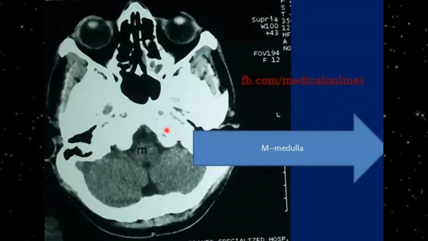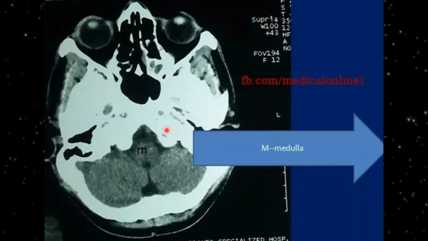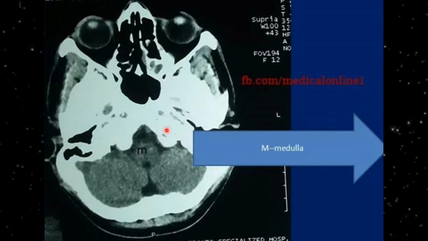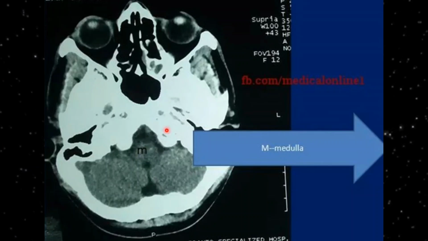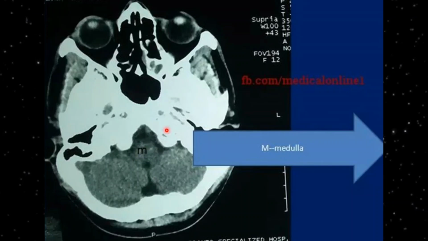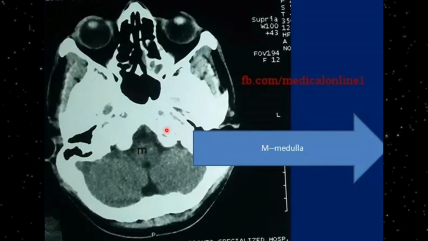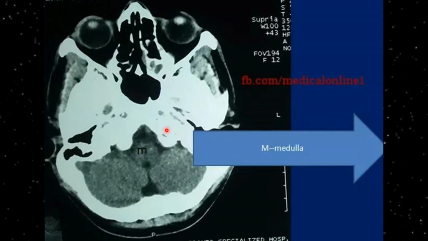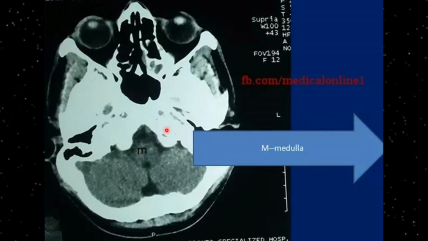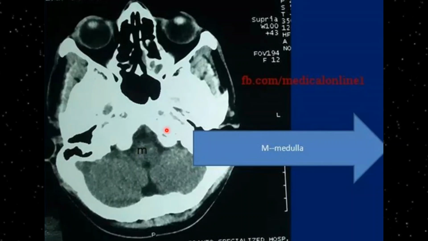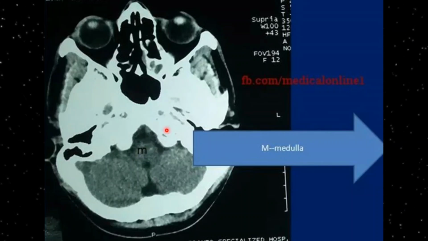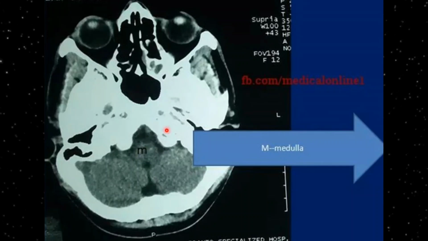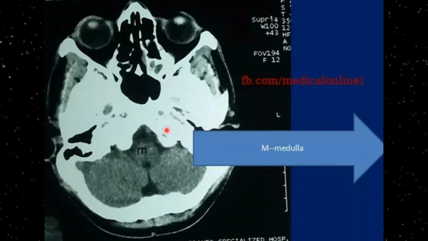This diagrammatic representation shows that we are at the lower part of the cranium, where the medulla oblongata starts and then unites with the spinal cord. Here you can appreciate the posterior fossa, which is surrounded anteriorly by the clivus, from the sides by the petrous part of the temporal bone, and posteriorly by the occipital bone. Medulla is in the center, and we are at the lower part of the cranium.